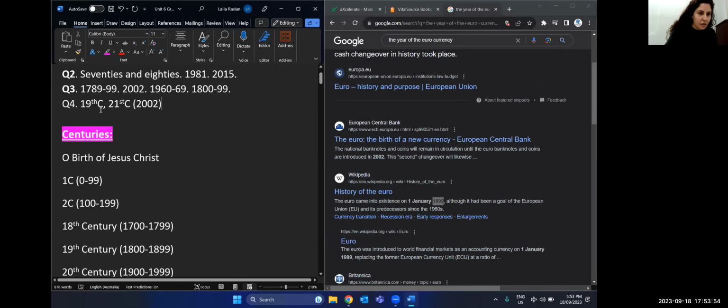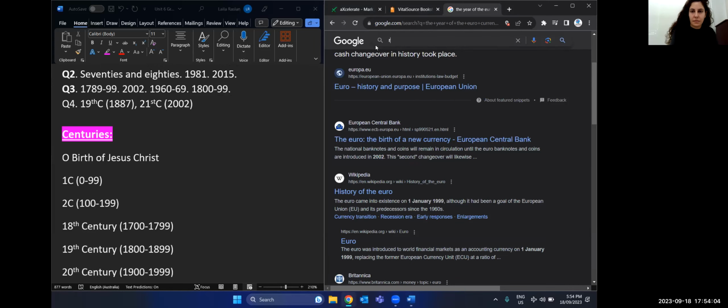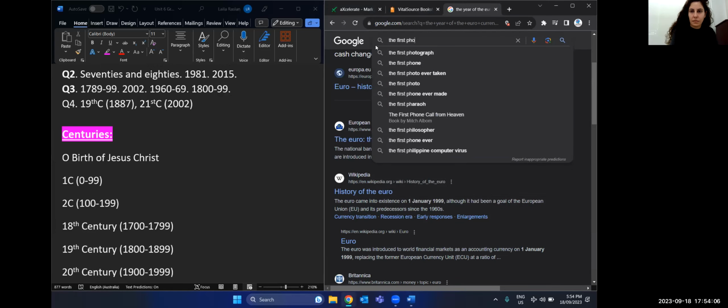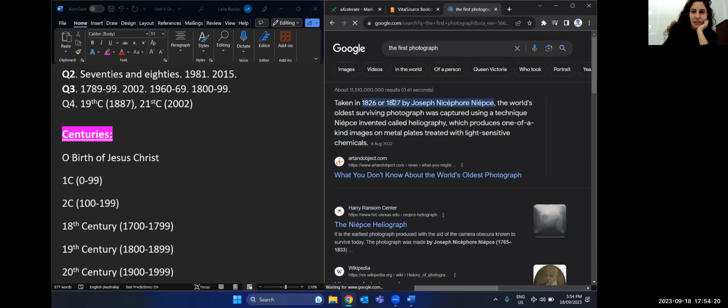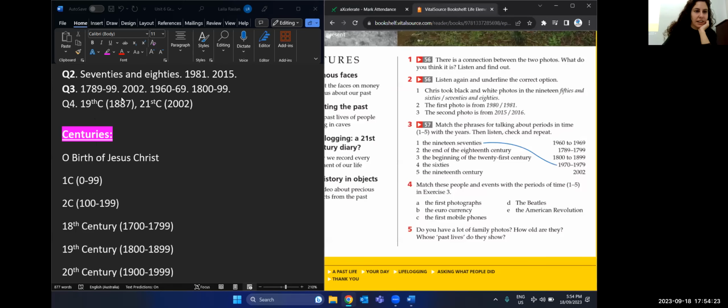The first photograph, when was it? 87, I think. What number? No, do you remember the first photograph? What year? 1827. 1827. Okay, number 3. When was the first mobile phones?